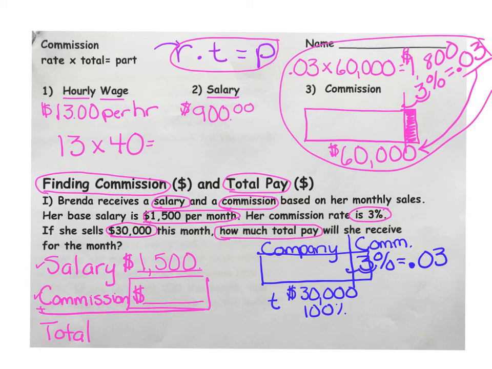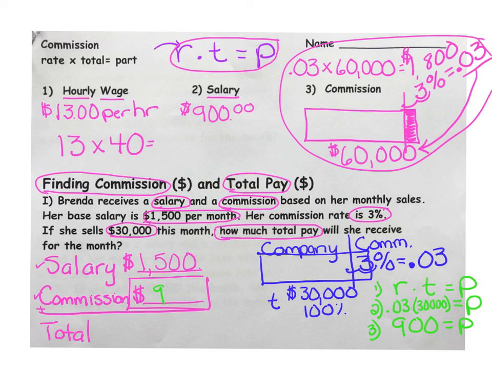So use your formula to find how much she earns. R rate times T total equals P part. Please put that down in your notebook, step 1. Step 2, 0.03, 3 cents on every dollar, or 3%, times $30,000 total. Take a moment and punch that into your calculator. We can see that she earns $900 for her commission. Think of it as a bonus or an incentive for selling.